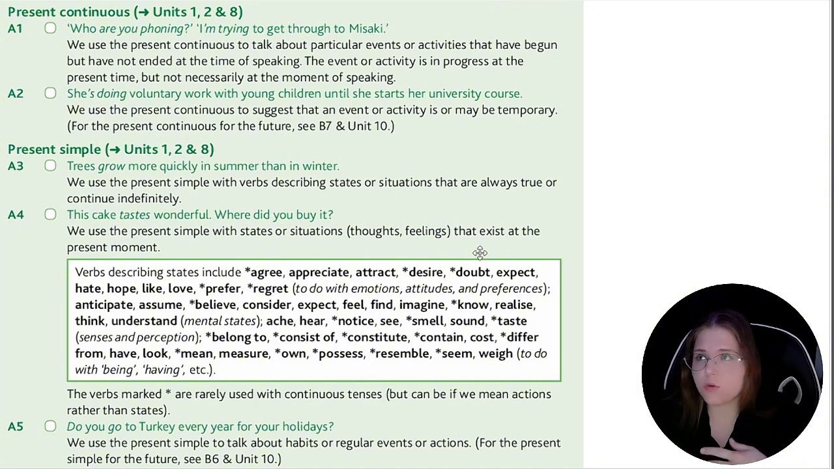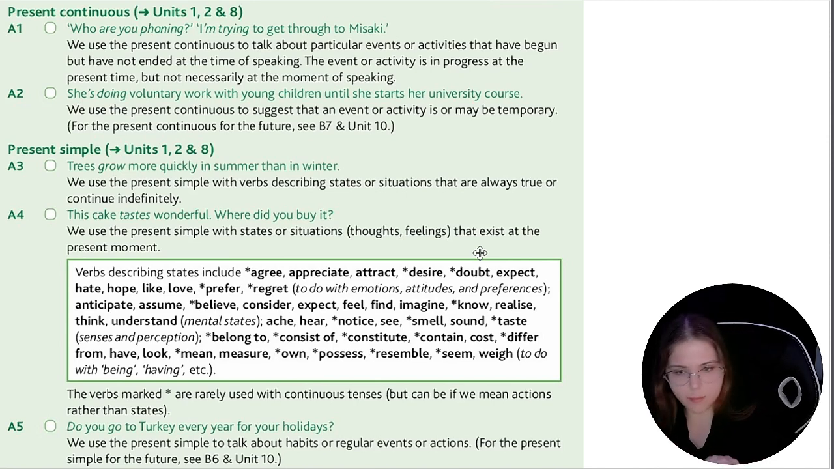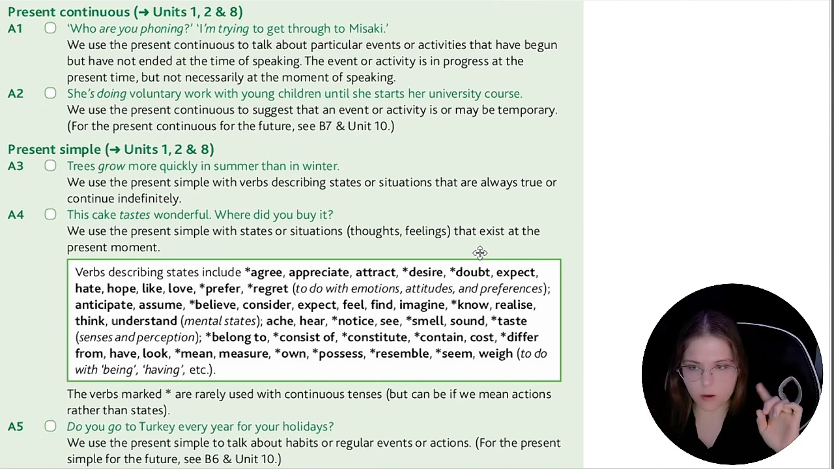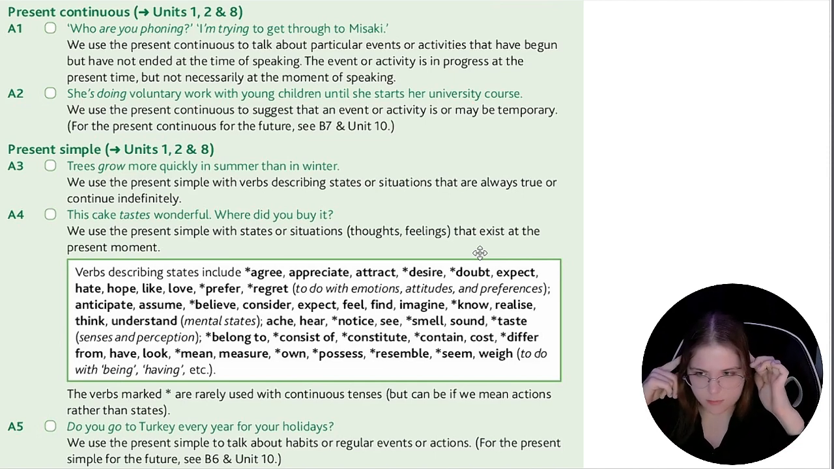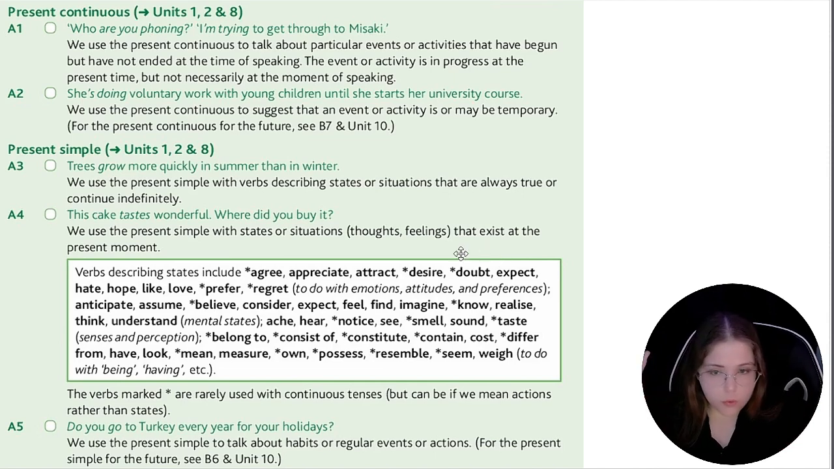I don't doubt always. This is only about right now, and this is about the progress in my head. But more often we use doubt in present simple, not present continuous. By the way, about most of these verbs, we can see yes or no points.